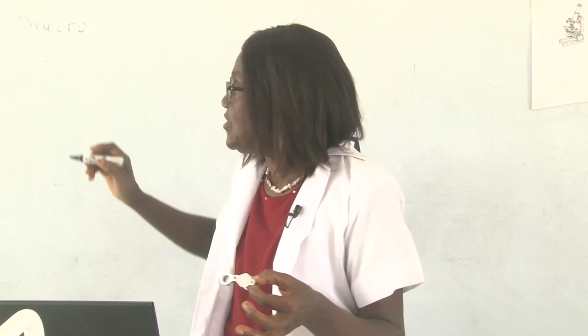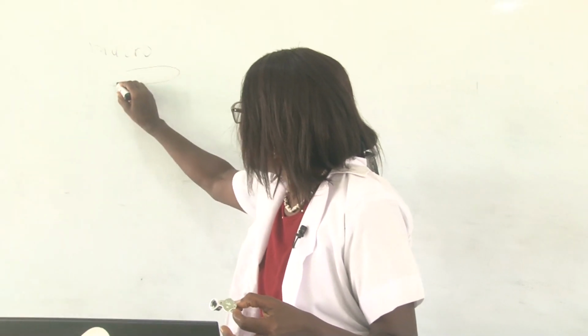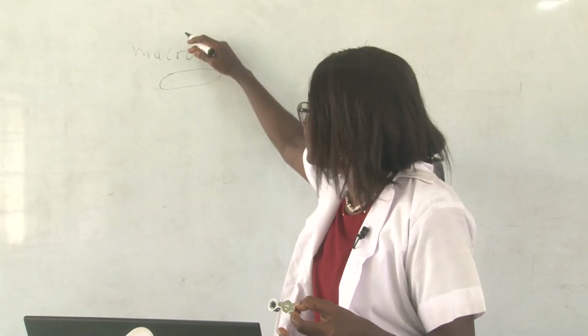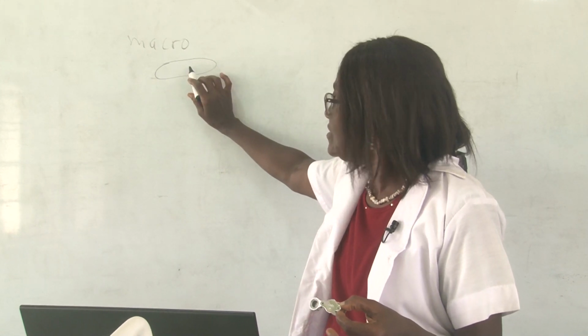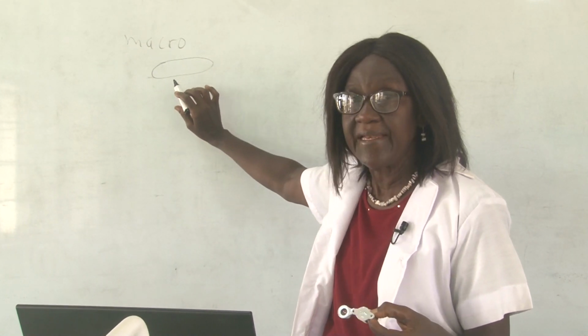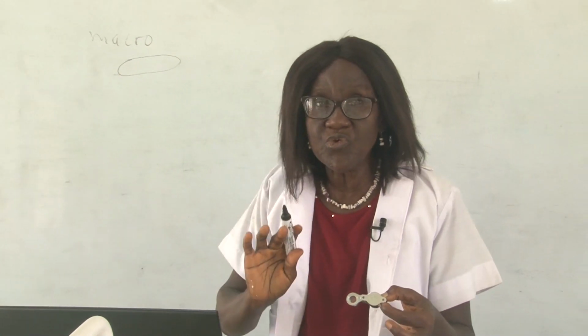And please take note, if the hand lens is used to look at a structure so that you can draw well, when you have drawn the structure that you use the hand lens to look at, the magnification of the drawing has nothing to do with the magnifying power of the hand lens.